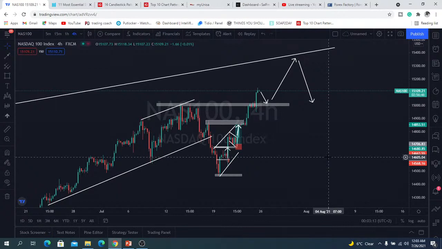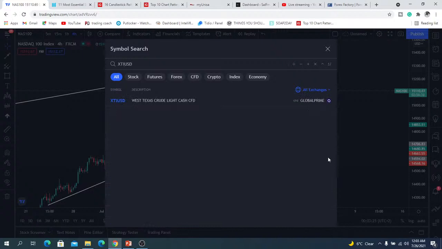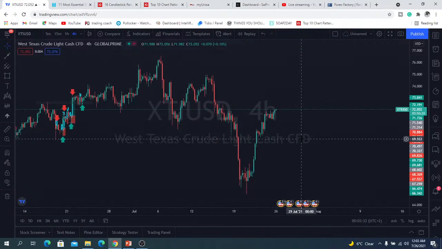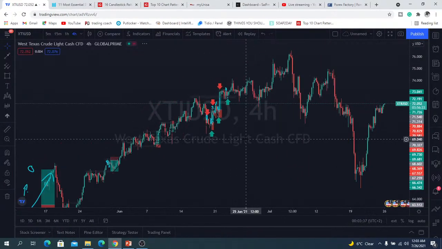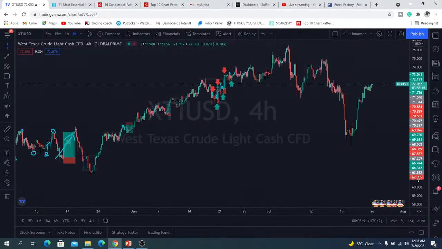Crude oil. Let's check crude oil. Let's check this one right here, XTI USD. How many of you are trading XTI USD in here? I guess I'm the only one, eh?